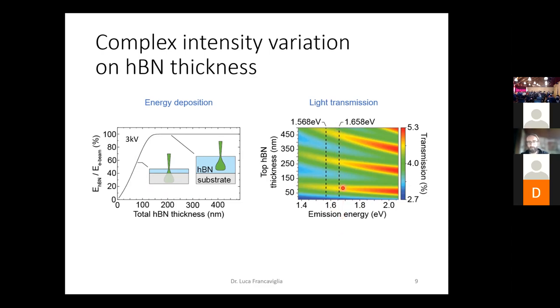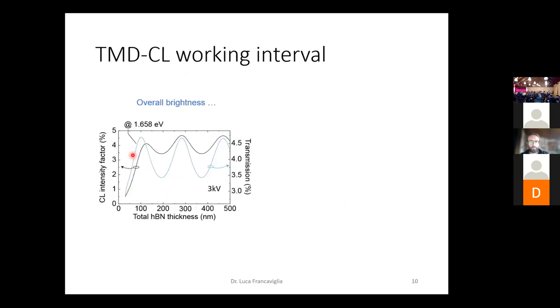So this curve, I put it back again here in this blue plot, where we just have the modulation of the transmission of light across the top HBN layer. And then if we merge this curve with that modulation of the excitation power that I showed you before, we end up with this black curve here, where we have a first increase in the overall brightness, and then just a sort of constant value around that is mildly modulated by the transmission that we simulated.